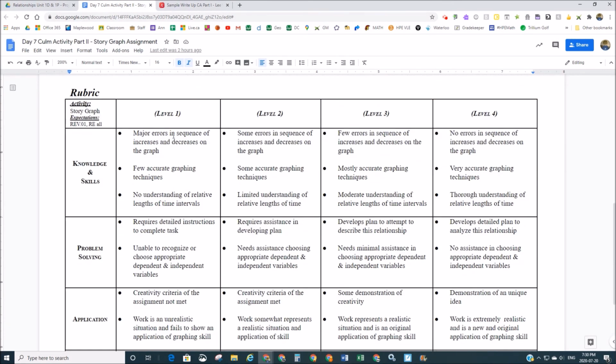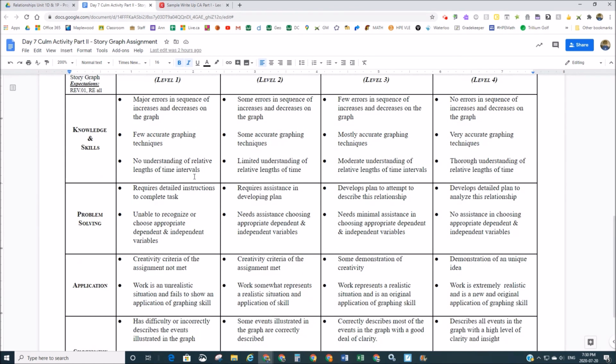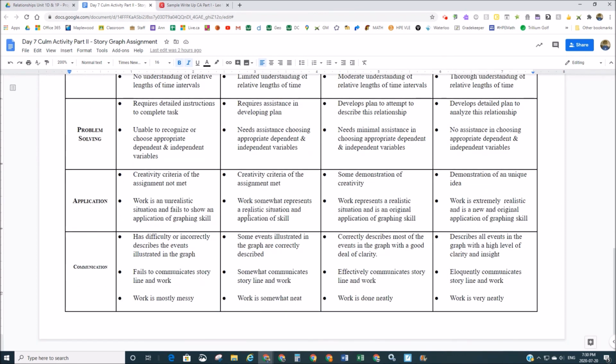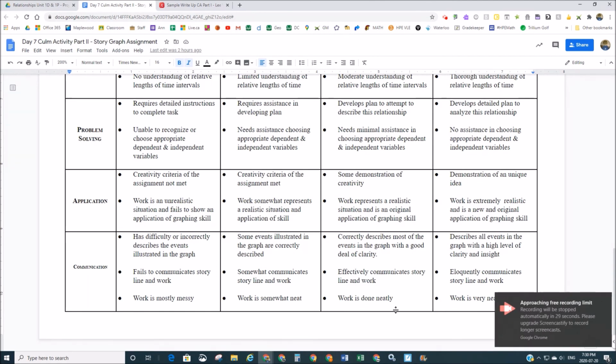On the assignment, you also see the rubric that will be used to assess your work, where you'll see there's stuff about knowledge and skills, making sure your sequence is correct and you have accurate graphing techniques. You have some problem solving application, and then of course a big part on the communication, how you described all the events in your graph.